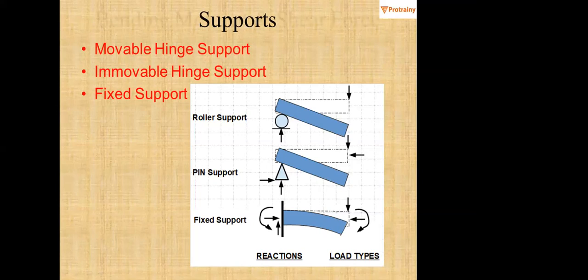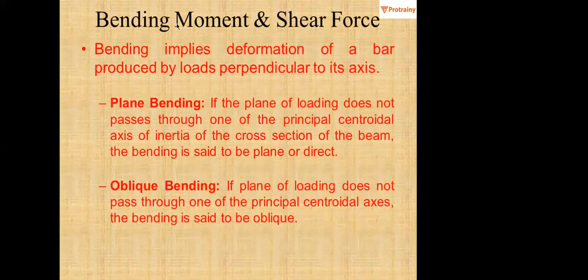Moving on. Now comes bending moment and shear force. So moment is bending moment, where when we are talking about moment, and along with moment, we are talking about a flexural element like a beam or a slab. So that moment is bending moment in that case, right? Why bending moment? Because that moment is causing bending. So that is why it's called bending moment. And then shear force. So bending implies deformation of a bar produced by loads perpendicular to its axis, right? Deformation of a bar produced by loads perpendicular to its axis. That is what bending is.